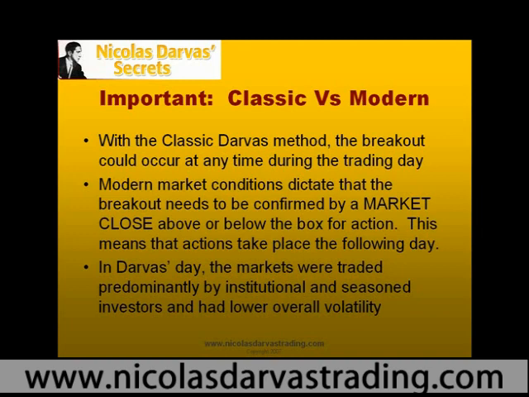And the reason for this is that back in Darvas's day, it was mostly your institutional investors and your big players who were actually trading the market. So the volatility then wasn't near what it is now. He didn't have quite the volatility to deal with from all the individuals that currently are trading. And if you use his original classic method to the T nowadays, you're likely to get some false signals from it. So what's been learned over the years is that we need to look for a market close as a confirmation for taking action.